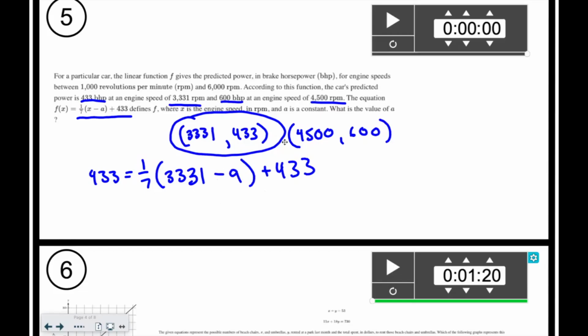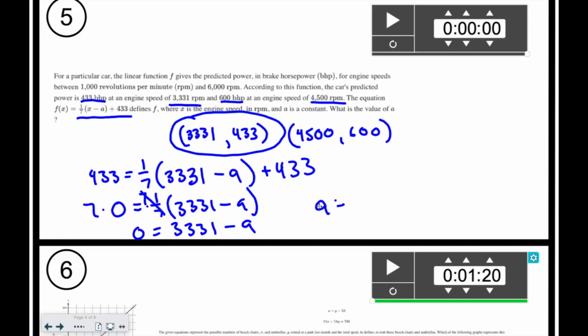And then I'm just going to solve for a. So if I subtract the 433, I get 0. And then if I multiply each side by 7 to get rid of this 1/7, I still get 0. And then hopefully we can see that a has to equal 3,331 in order for us to get 0.